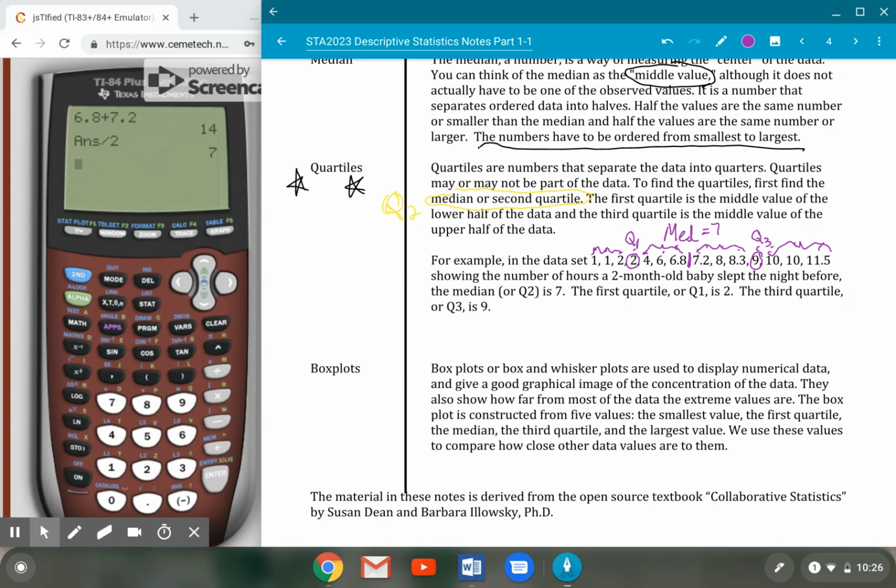And the way it works is it splits the data up into quarters. So about 25% of your data is below Q1, about 25% of your data is in between Q1 and the median, about 25% of your data is in between the median and Q3, and about 25% of your data is above Q3. So it's splitting the data into 25 percentage points or quarters. We'll take these ideas of the median and quartiles and extend them into our next video on box plots.